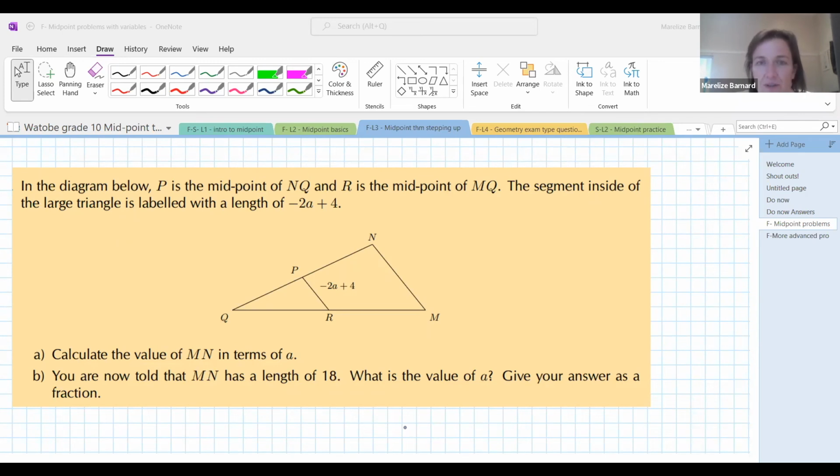What is the value of MN in terms of A? Okay, so do MN and then again put a thumbs up in the chat when you're done.